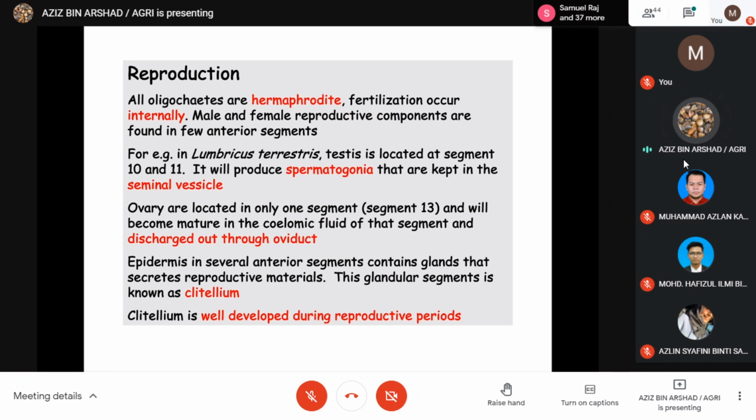All oligochaetes are hermaphrodite. Fertilization occurs internally. Male and female will come together and they will exchange gametes. In species, the male and female reproductive pores are different. For example, in Lumbricus terrestris, the testis is located at segments 10 and 11 and will produce sperm. The ovary is on segment 13, becomes mature and discharges out through the oviduct. The epidermis contains glands that secrete reproductive material, and this glandular segment is also known as clitellum.